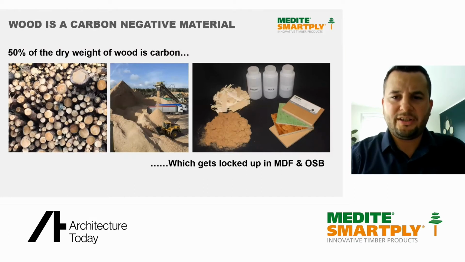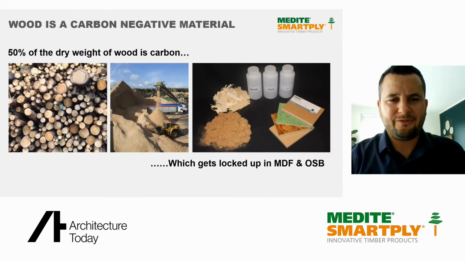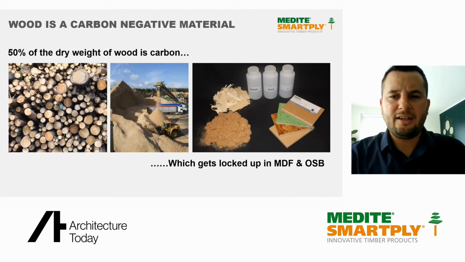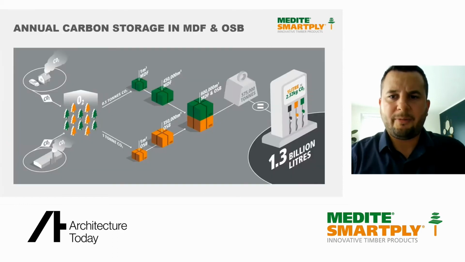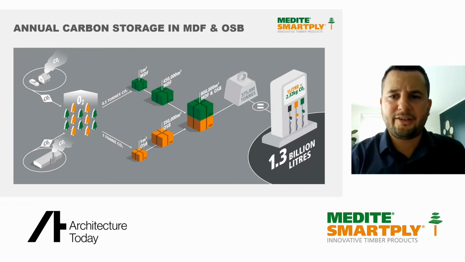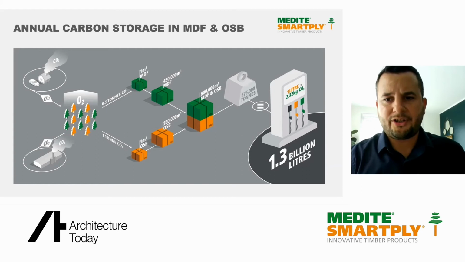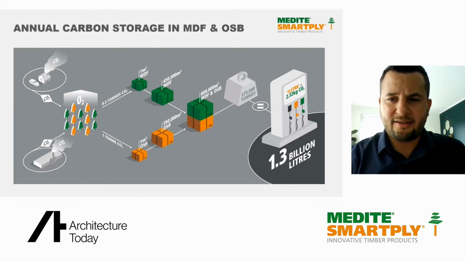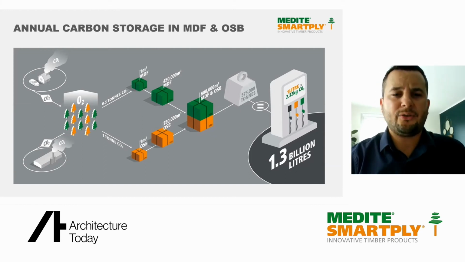As mentioned earlier, wood is a carbon negative material. 50% of the dry weight of wood is carbon. During the manufacturing process, carbon remains locked up in all of our engineered wood panels. The primary component of MEDITE MDF and SmartPly OSB products is wood, which as it grows sequesters atmospheric CO2. We're able to measure the annual carbon storage of our products, and this calculation is based on a production of 800,000 cubic meters of material across our two factories a year. This equates to 575,000 tons of total carbon, which is stored each year.